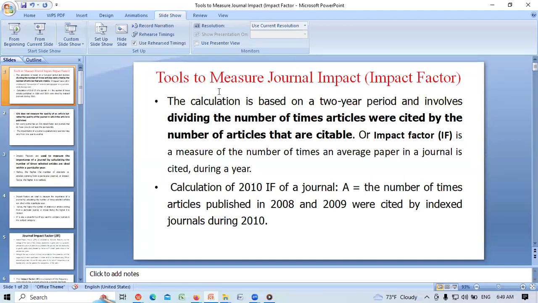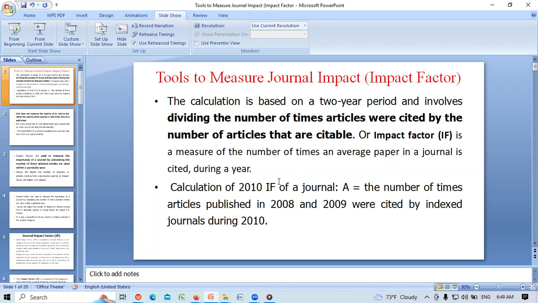Okay, good morning. I'm discussing tools to measure journal impact factor. The calculation is based on 2-year periods and involves dividing the number of times articles were cited by the number of articles that are citable. The impact factor is the measure of the number of times an average paper in a journal is cited during a year.